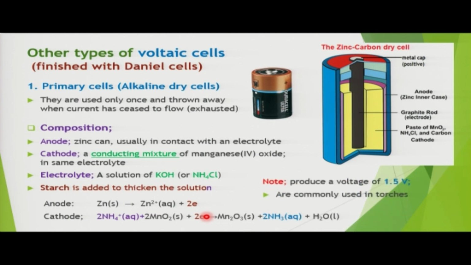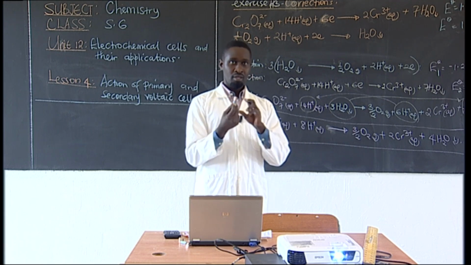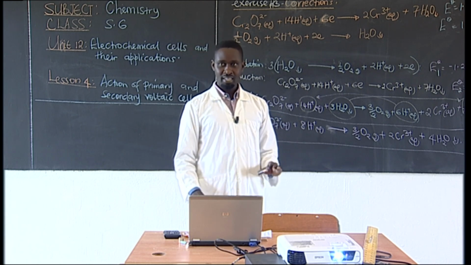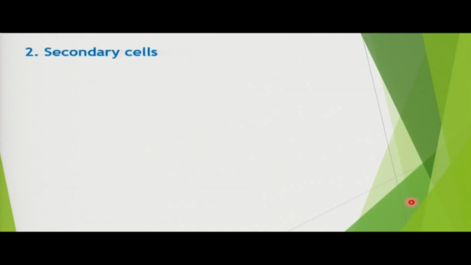Normally, these cells have 1.5 volts as their potential difference. And as you can see, the potential difference is very, very minimal. They are only used mostly in torches and those minor activities like in cameras and so on. Their voltage is very, very low, so they are used in petty activities. And when they are done, then they are thrown away.